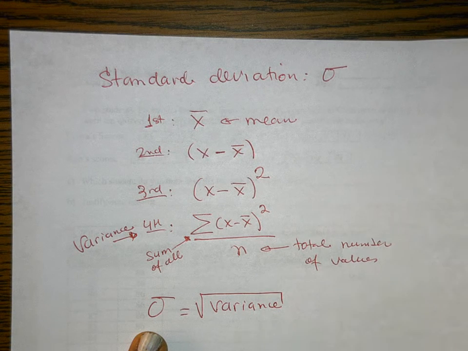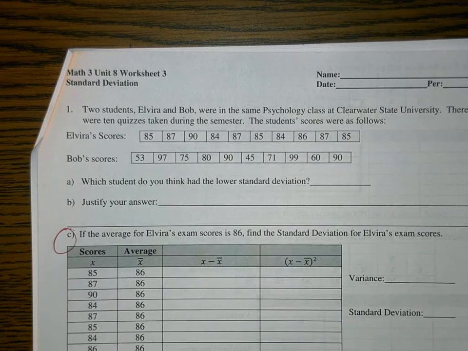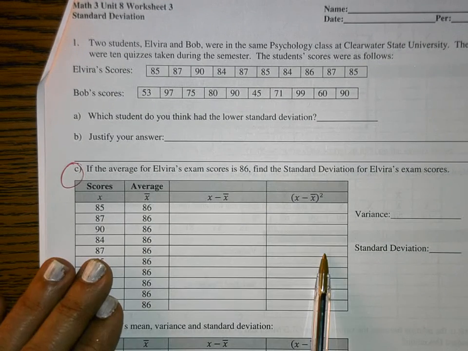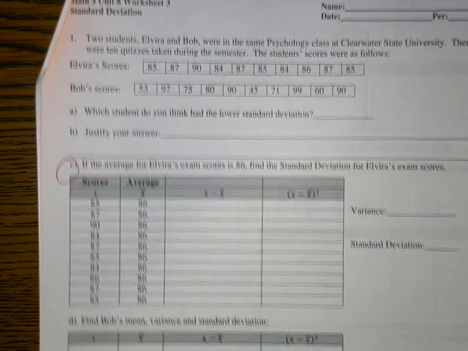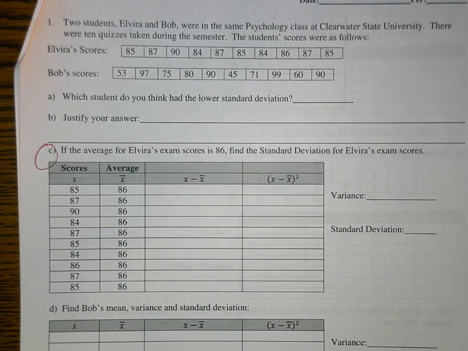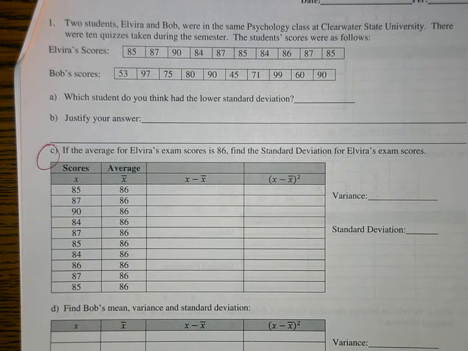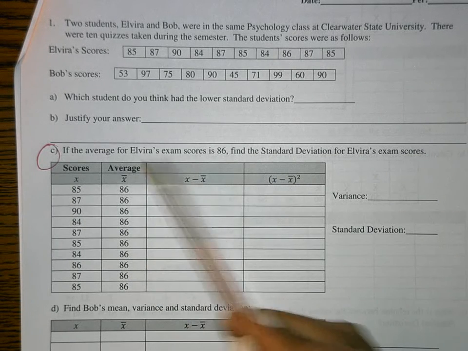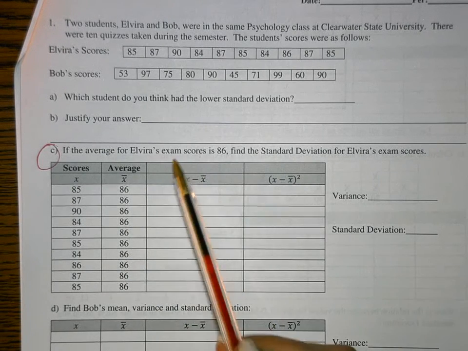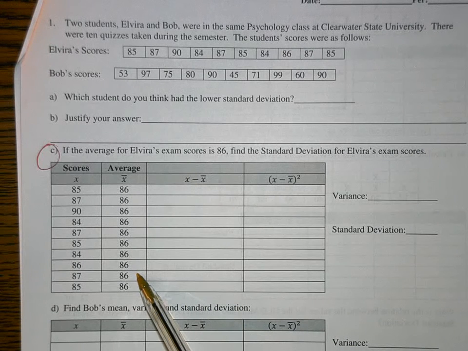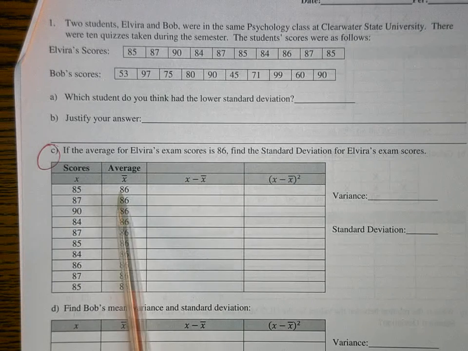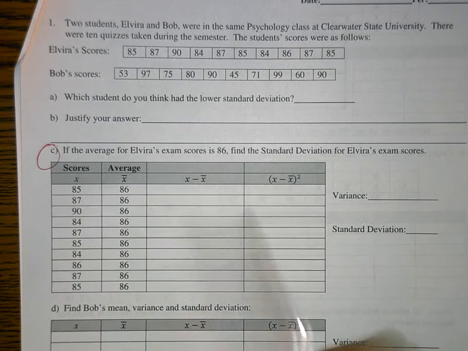It is nice to have everything written in a nice little table, and that's why here in this worksheet 3, we put in a little table. Hopefully we're helping you get used to the process of finding the variance first, then the standard deviation. They already started the box for us, which is nice. They have all the x values here, and these are Elvira's exam scores. They said that the average of her score is 86. So first you have to find the average, and they already found it for us. Now all you have to do is subtract the average from every single one of the x values.